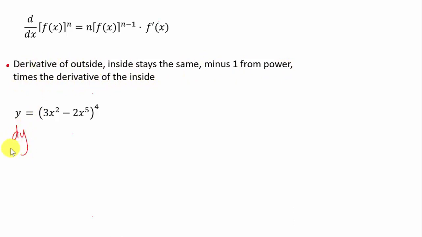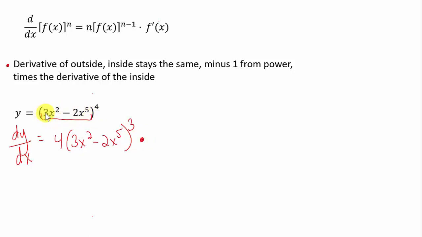So when we take the derivative of y, we get dy dx. Now, the only thing I have outside here is this exponent that's a 4. So the derivative of the outside is going to be bringing the 4 in front. The inside stays the same exactly, minus 1 from the power, which is going to give me a 3, and then I have to multiply by the derivative of the inside.